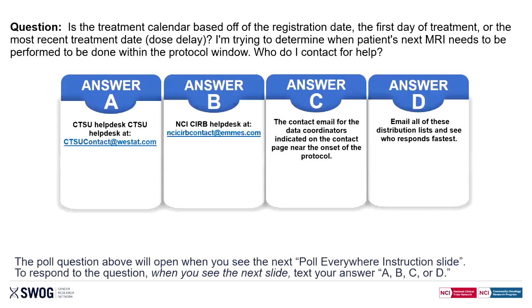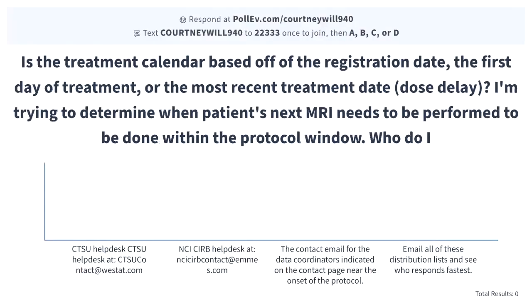Okay, next question. Is the treatment calendar based off of the registration date, the first day of treatment, or the most recent treatment date for a dose delay? I'm trying to determine when the patient's next MRI needs to be performed to be done within the protocol window. Who do I contact for help?